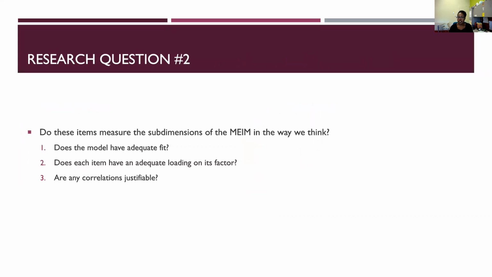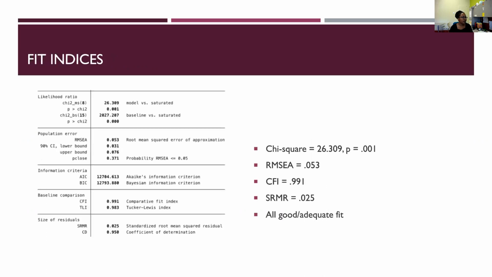All right, on to our second research question. Do these items measure the subdimensions of the meme in the way that we think they do? To answer this, we're going to look at: does the model have adequate fit? Does each item have an adequate loading on its factor? And are any correlations justifiable?